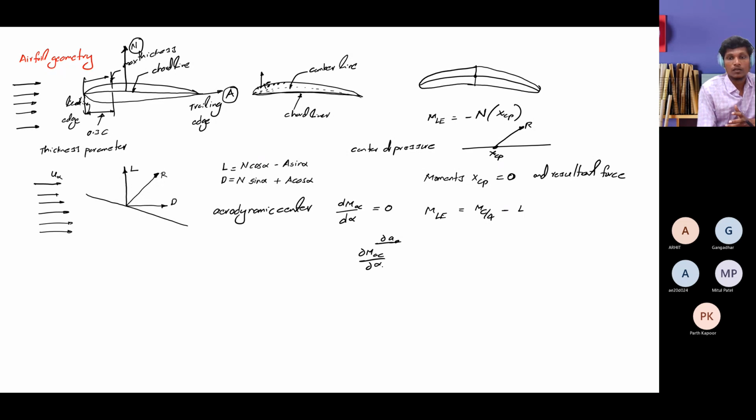with this idea: dM_AC, that is moments about the aerodynamic center, or some point on the chord location, x. See some point on the chord location where the moments are going to be zero, then you can understand that the resultant location is the quarter chord point.